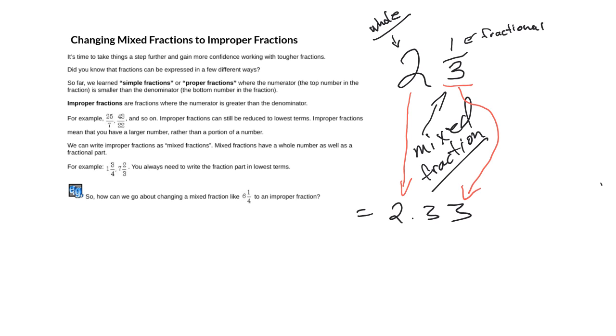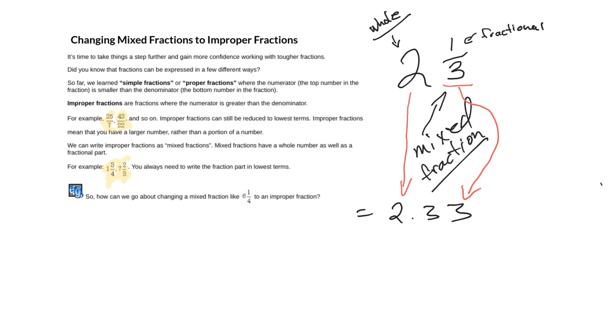Now, in our examples, we have a bunch of mixed fractions. So on our note here, you'll notice it talks about 25/7 and 43/22 are improper fractions, right? Now, we can write improper fractions as mixed fractions, but we also need to know how to change them from mixed fractions into improper fractions.